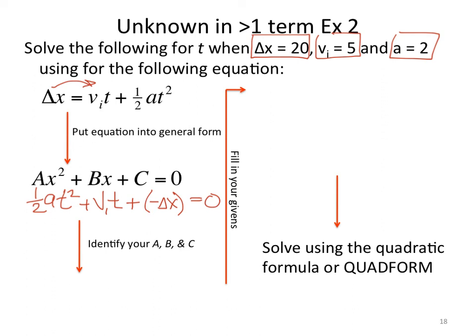So our a equals 1/2 lowercase a. All right, don't get them mixed up. Our b is simply v sub i, and our c is going to be equal to negative delta x, just like that.